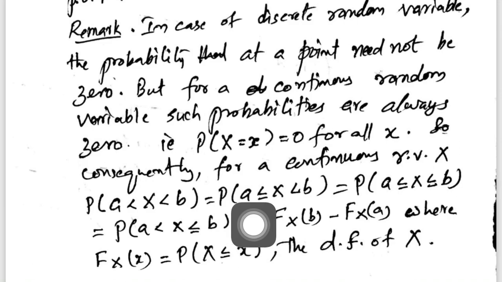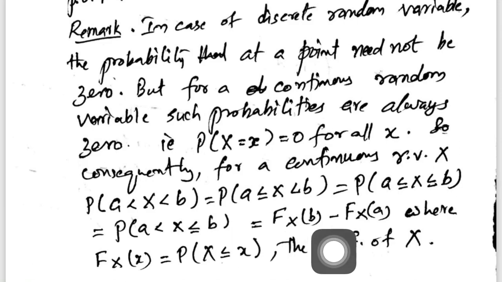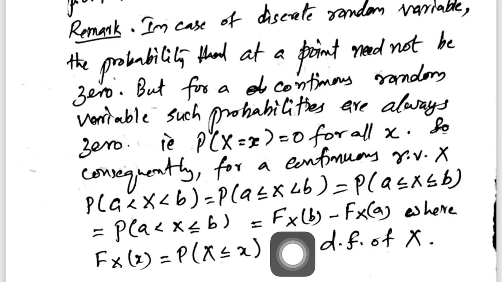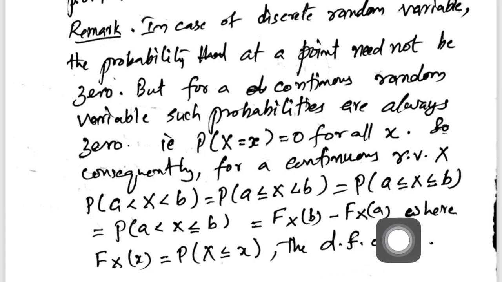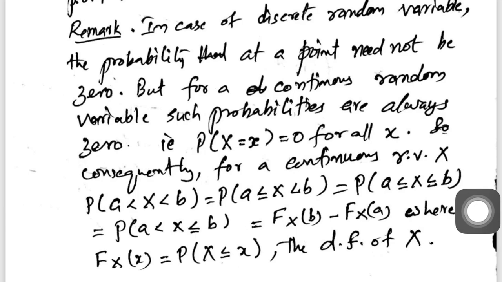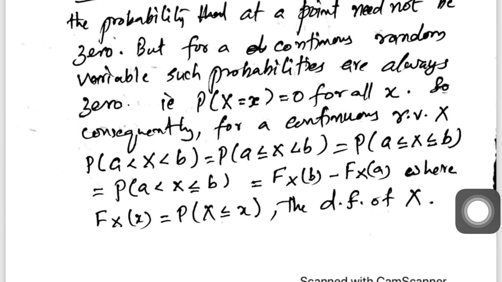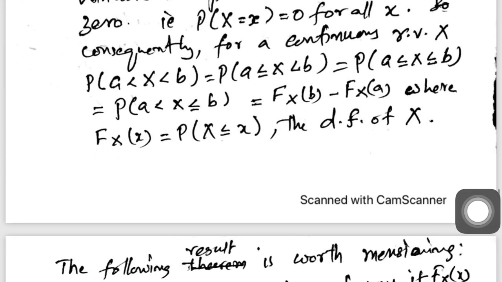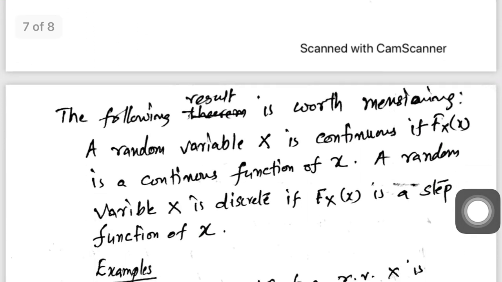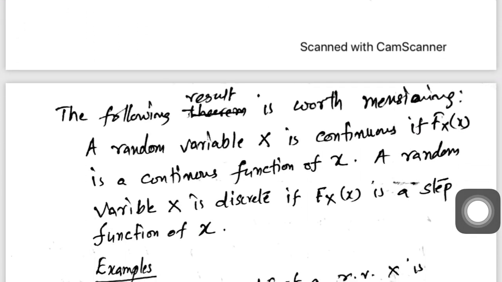Similarly, whether a is included or excluded, all these probabilities are the same, which is equal to F(b) minus F(a), where F(x) is the cumulative distribution function of a continuous random variable.